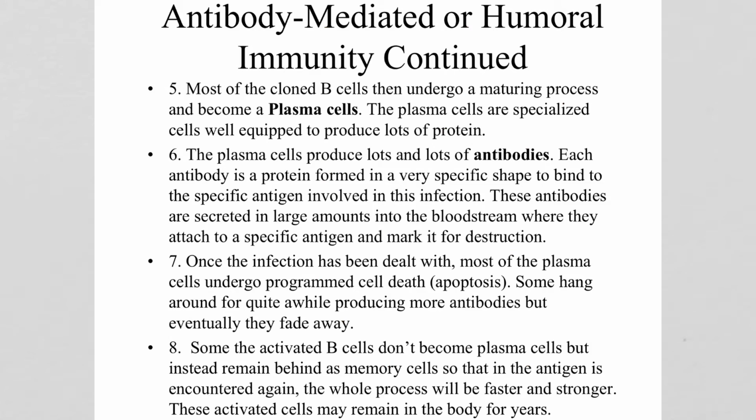So let's finish up the antibody-mediated or humoral immunity. Most of those cloned B lymphocytes or B cells mature, and they become a type of cell called plasma cells. These are essentially cells that are specialized to make proteins, in this case antibodies. Antibodies that are designed to fit to the particular antigen in question.